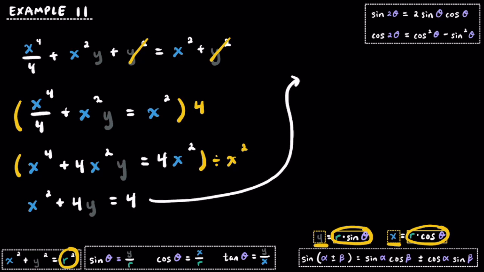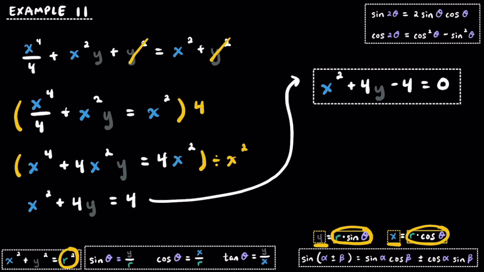Subtracting 4 from both sides, we can set this whole equation equal to 0, and we can write our final rectangular form of x squared plus 4y minus 4, and that's equal to 0. Finally, that's our rectangular form of the polar equation we were given to begin with.